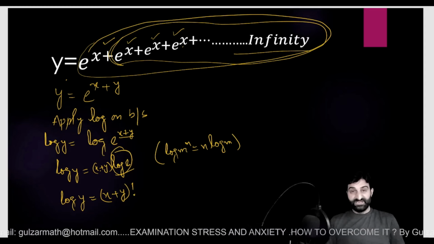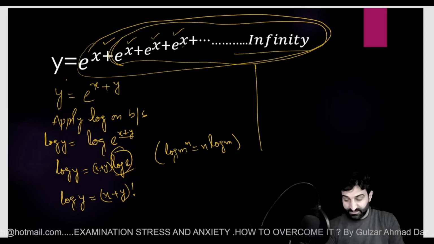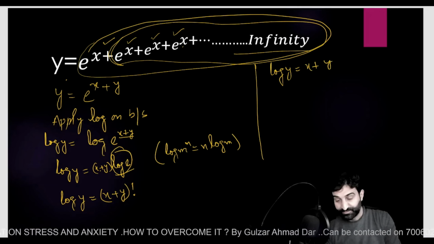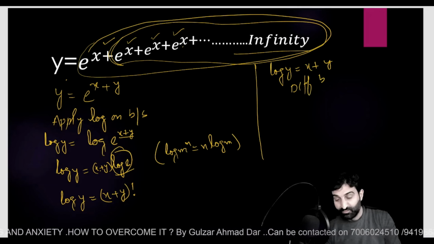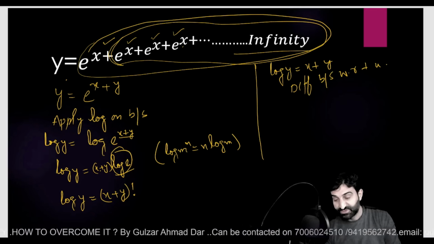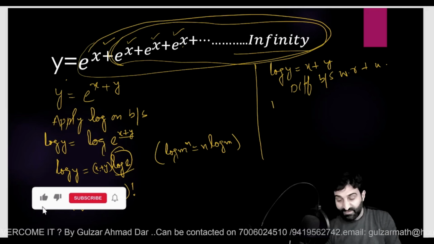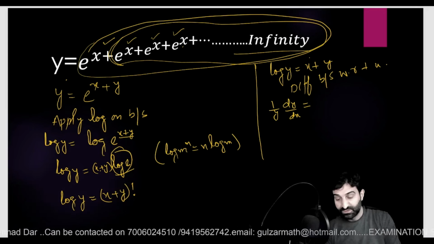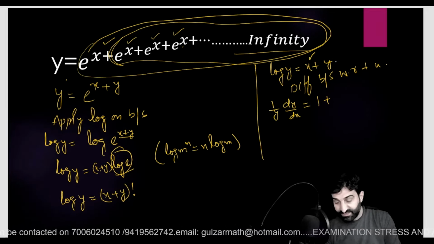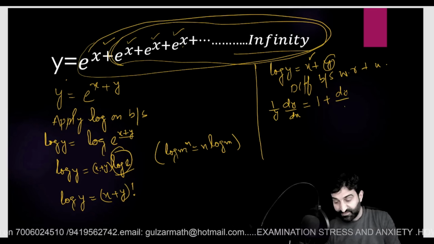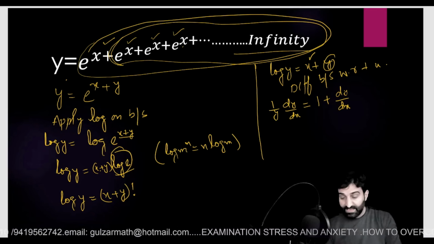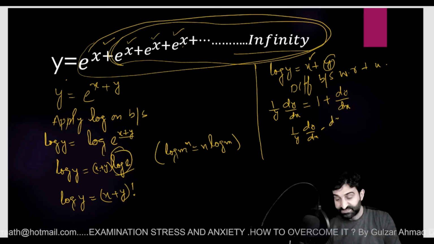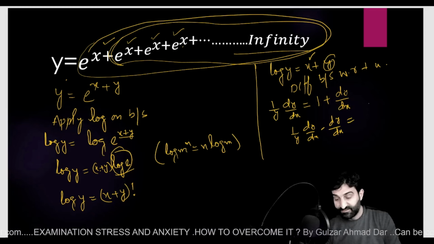Now it becomes very easy to differentiate. If I further simplify, I can write log of y is equal to x plus y. Now differentiating both sides with respect to x, instead of log y I can write 1 by y into dy by dx, is equal to the differentiation of x, which is 1, plus the derivative of y, which I write as dy by dx. Now this is 1 by y dy by dx minus dy by dx is equal to 1.